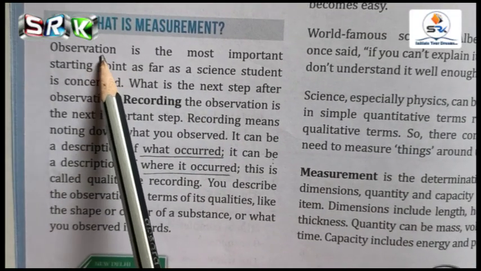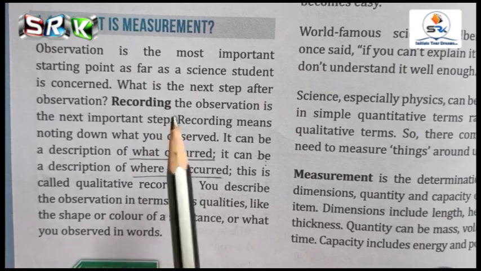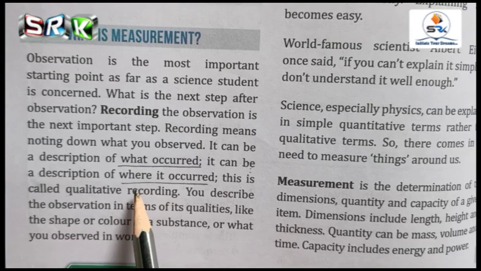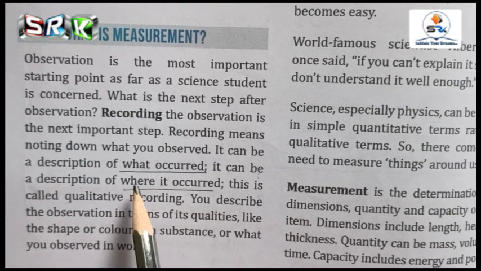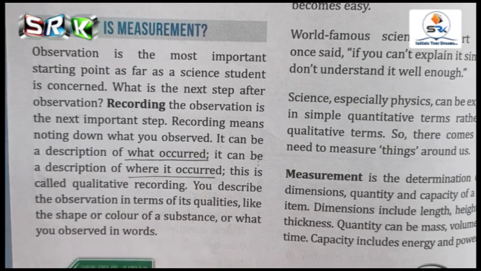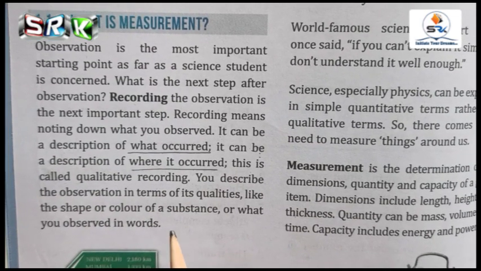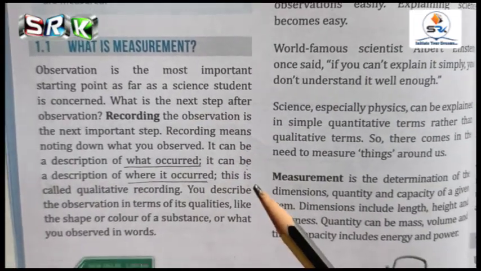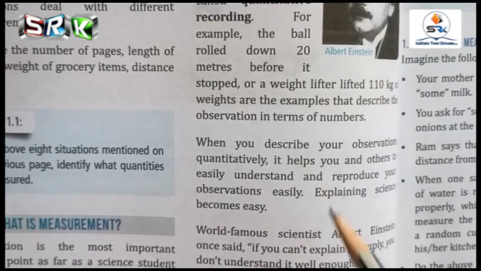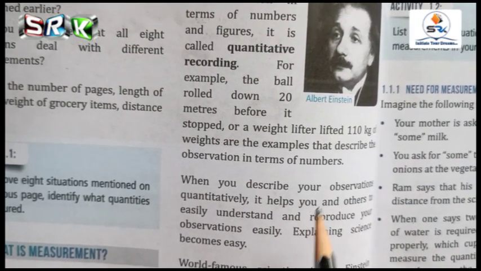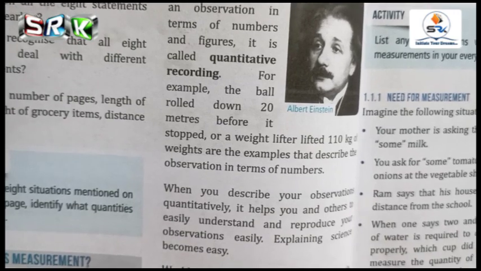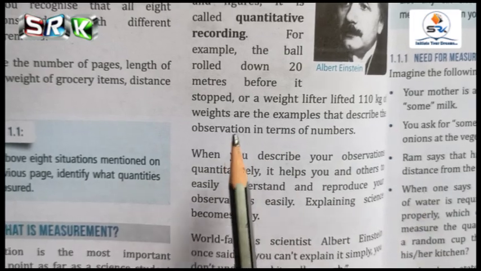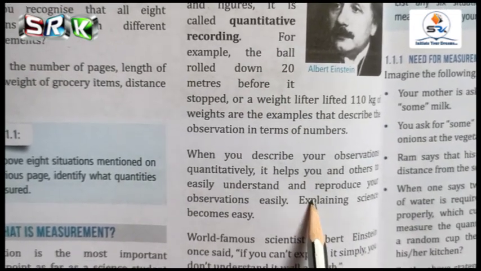So the first step we have seen is observation, and the next step is recording. In recording, two types are there: one is qualitative recording and another one is quantitative recording. Qualitative recording, as we saw earlier, represents the shape or color of a substance. Quantitative recording tells out the numbers, or otherwise figures. For example, 20 meters, 110 kg, 120 kg. These are examples of quantitative recording.